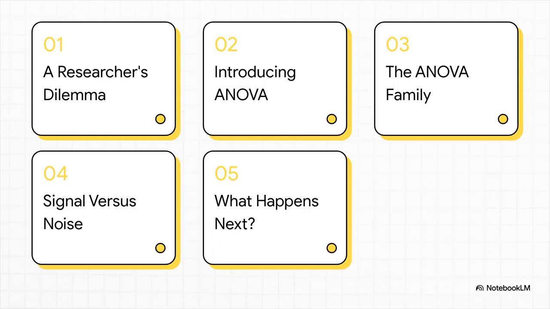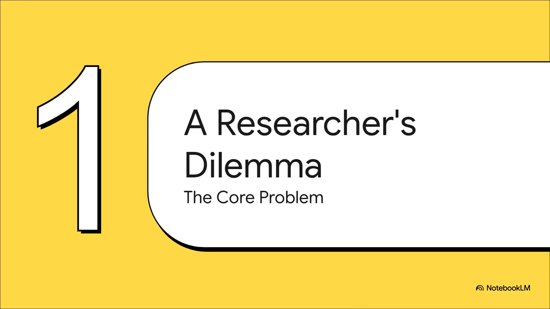So here's our game plan. We're going to start with a classic researcher's dilemma, then introduce our hero, ANOVA, and meet its family. After that, we'll dive into the secret sauce of how it works, this idea of signal versus noise. And finally, we'll figure out what to do once you've actually got a result. Let's jump in.